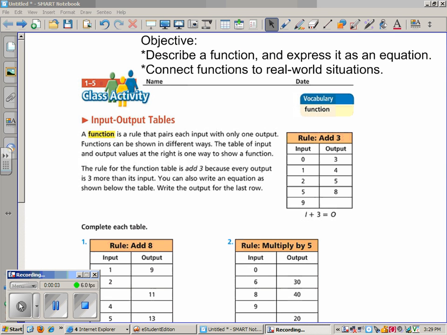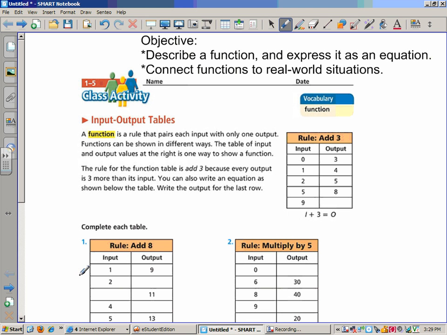Okay, this is your next lesson. This is actually lesson 1.5. We're going to go back to 1.4 on Friday, which is just a review of word problems, and do that together as a fun activity. But today with 1.5, or I should say for tomorrow when you get here, your objective is right up top here.